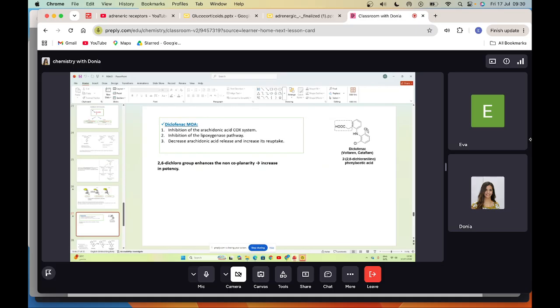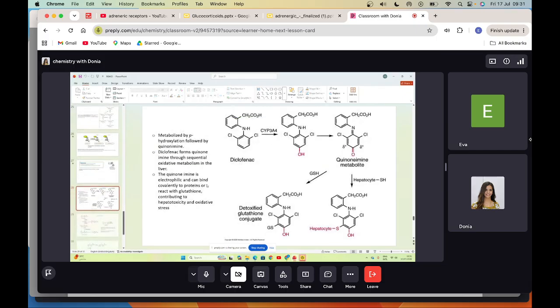The diclofenac actually has three different mechanisms for acting as an anti-inflammatory drug. Number one, it inhibits the COX enzyme, inhibiting the conversion of arachidonic acid to the prostaglandins and prostacyclins. Number two, it also inhibits the lipoxygenase pathway, not only the COX enzymes. Number three, it decreases the arachidonic acid release and increases its reuptake. So you have different mechanisms of action for the diclofenac. Is it clear? The metabolism of the diclofenac is very important.